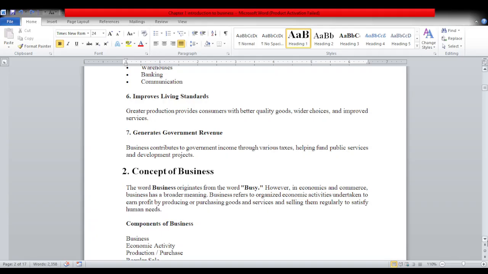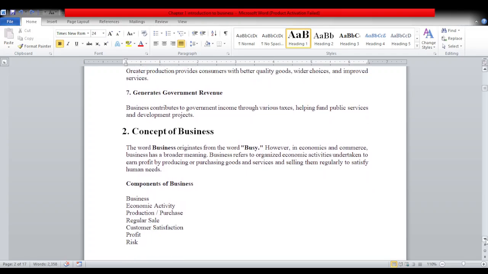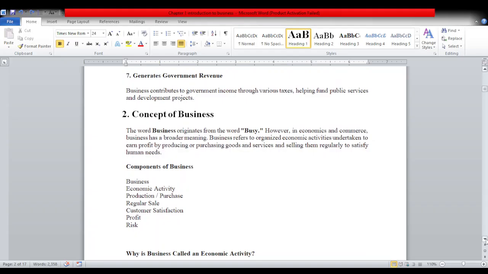Next, we are moving to the concept of business. The word business originates from the word busy. However, in economics and commerce, business has a broader meaning. Business refers to the organized economic activities undertaken to earn profit by producing or purchasing goods and services and selling them regularly to satisfy human needs. We have already discussed this.